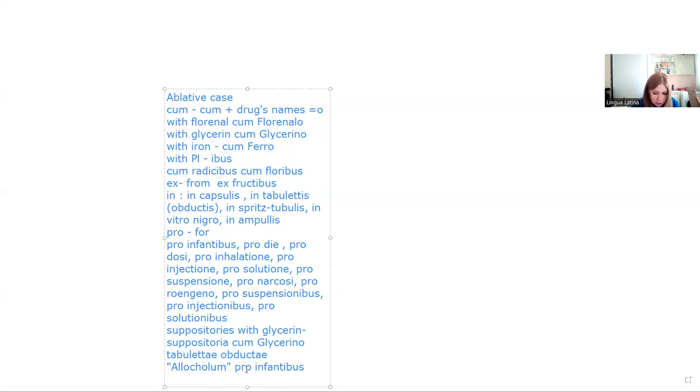Okay, one more example and it will be enough for you. Castor oil in capsules. We start with the drug form. Here it's oil, oleum. Then the plant name goes in the genitive case, ricini. In capsules, in capsulis, it's the ablative case. It's very easy. Okay, that's it.